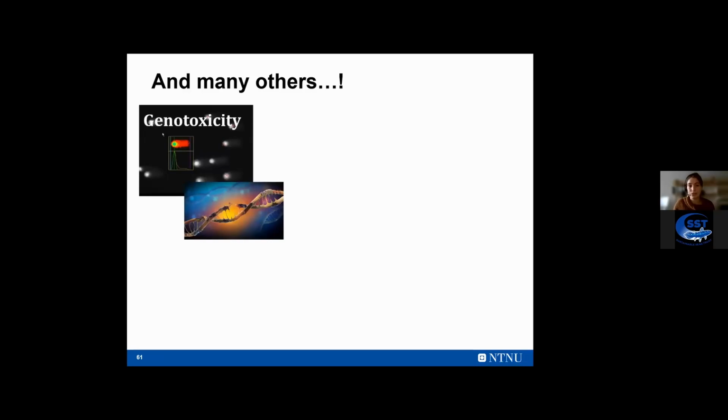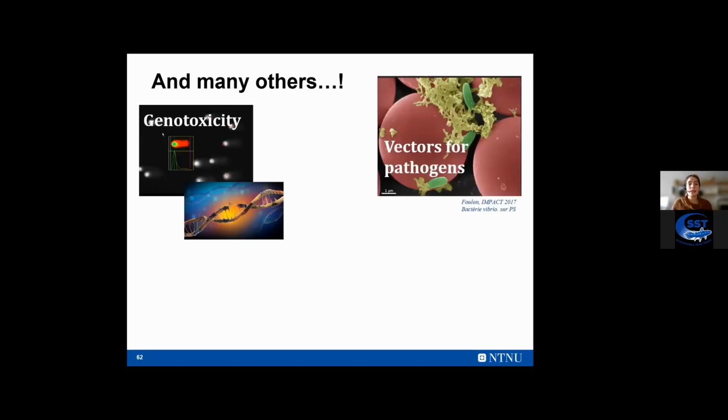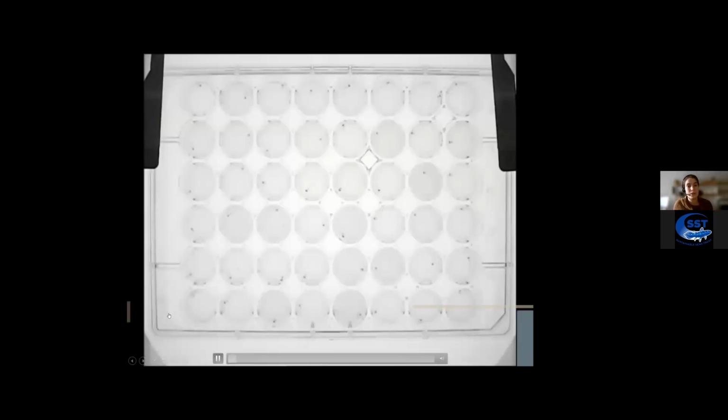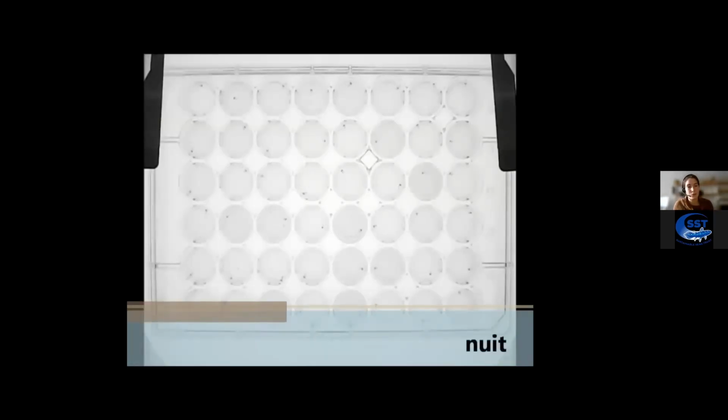For example, they can cause genotoxicity, some alteration of the DNA itself. Microplastic can also be a vector for many different pathogens. For example, Vibrio can get stuck on the plastic and can contaminate many organisms. Here we have a video showing the behavior of the fish.